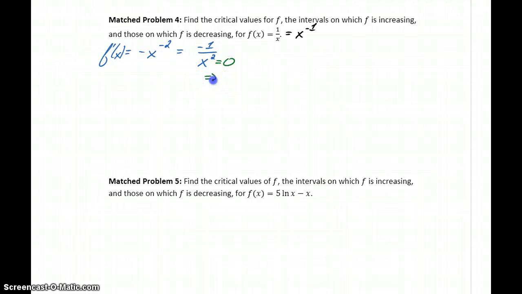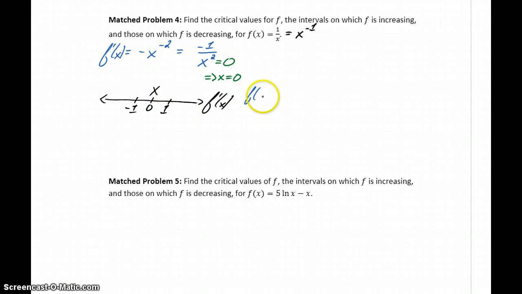So x squared is going to equal 0 anytime x equals 0. So that gives us our critical value. And again, it's a point where our derivative is undefined. So we need to choose test points on either side of our critical value and determine whether our function is increasing or decreasing. So our derivative function evaluated at -1 will give us -1.